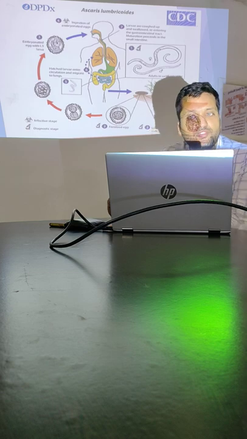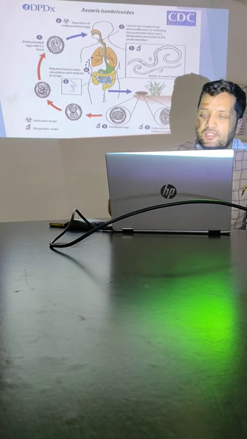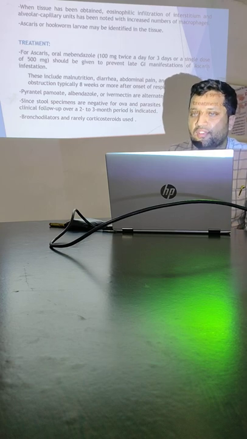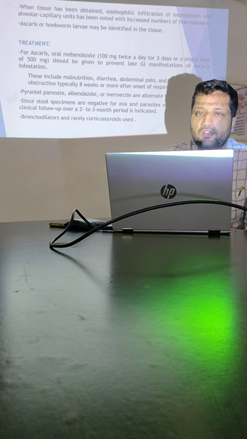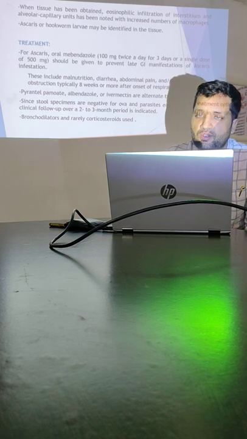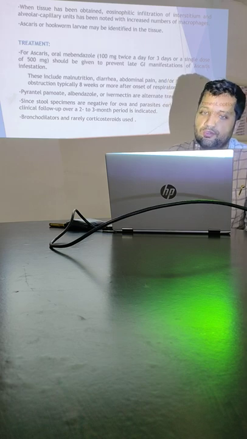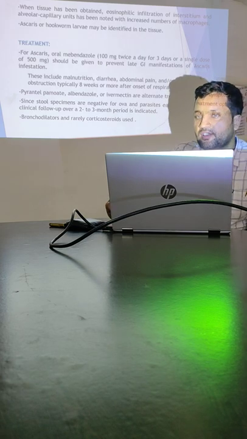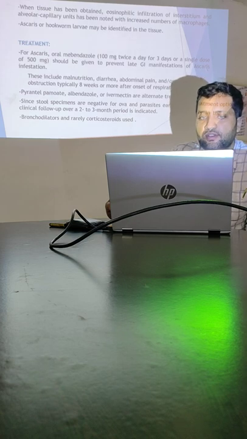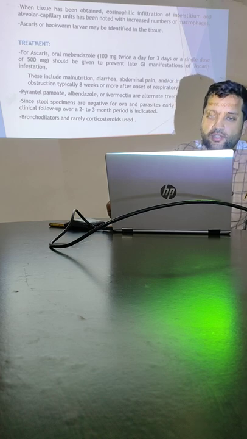This is the life cycle of Ascaris lumbricoides, which was maybe studied in the previous slide. When tissue has been obtained, eosinophilic lung infiltrate, eosinophilic infiltration of the interstitium and alveolar capillary unit has been noted with an increased number of eosinophils. Ascaris and hookworm larvae may be identified in the tissues. We already discussed the eosinophilic infiltration of the interstitium and alveolar capillary units, which is why there are breathing opacities and structural damage.